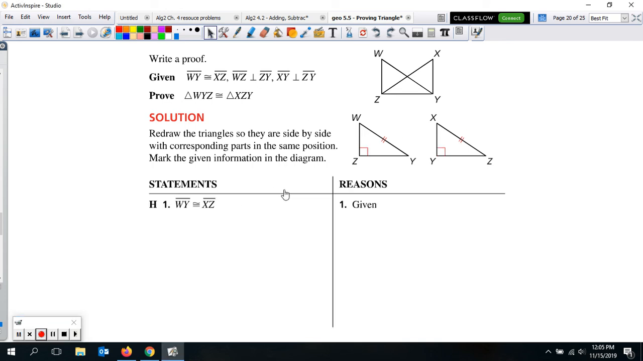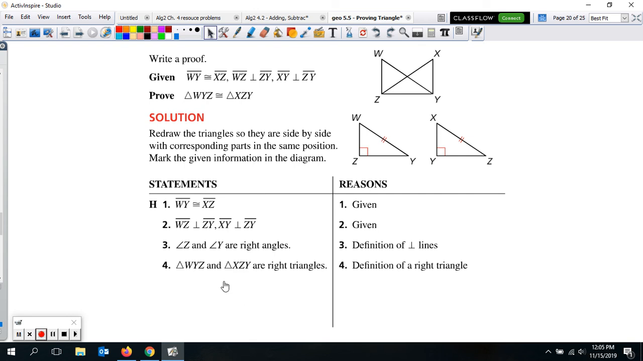And so now when we start to prove it, we can start off with the side that we know. Since it's a right triangle, we're going to try to use the HL, hypotenuse and a leg. We have the hypotenuse right here: WY and XZ, that's the side opposite the right angle. So there's our H. And then here's the other given. We're given all the perpendicular stuff, and therefore we can say that angle Z and angle Y are right angles. That's the definition of perpendicular lines, that they form right angles.